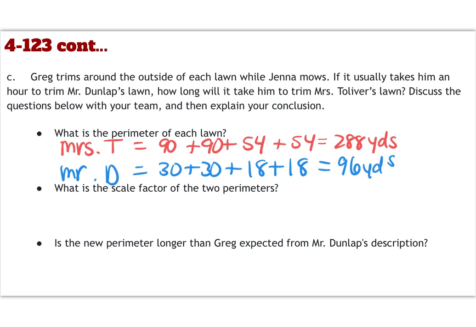Now, what is the scale factor of the two perimeters? To find the change, how much we multiplied from 96 to get to 288, we could take 288 and divide it by 96. That would be 3 times the size.